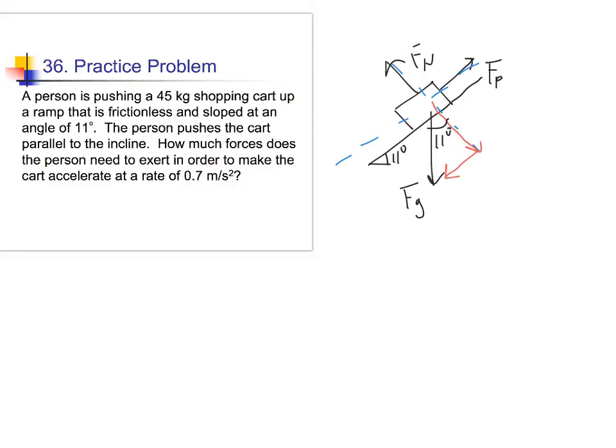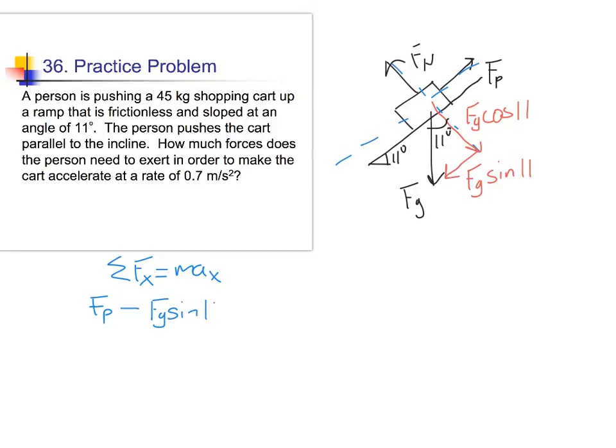Breaking these into our components, this y component is going to be Fg cosine of 11 because it's the adjacent side, and the x will be Fg sine of 11. We can now go ahead and set up our max and our may here. So I'm going to start with my max. In the x direction, the forces we have are our FP, that pushing force, minus Fg sine of 11, and that's going to be equal to m times ax.